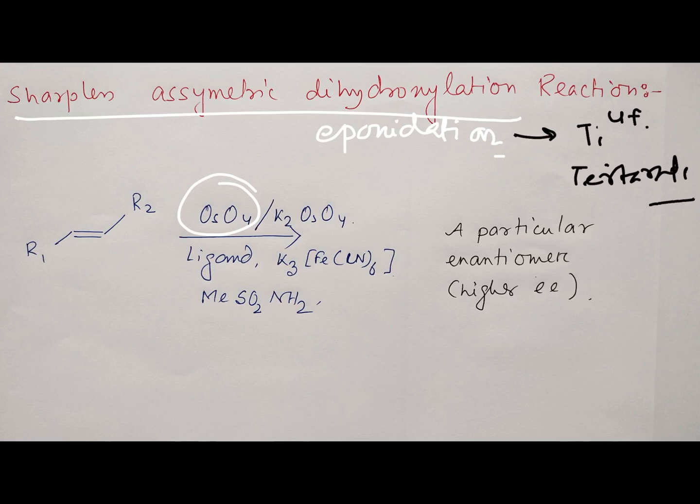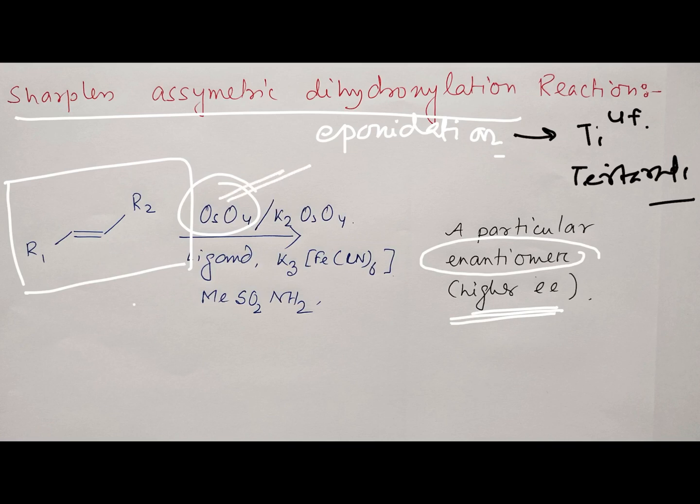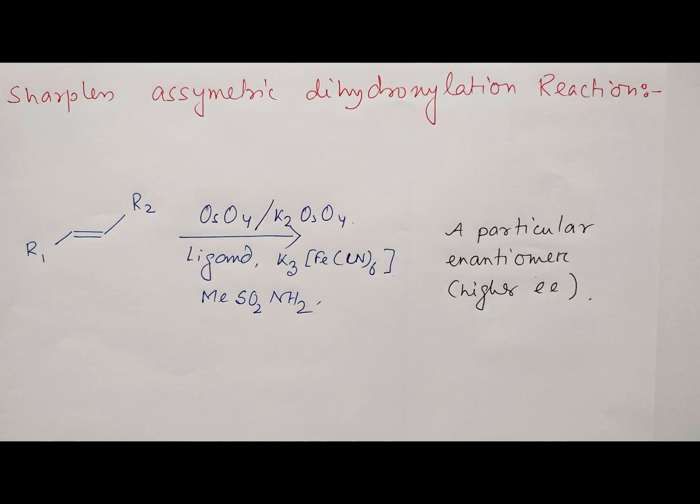A lot of interesting topics will be learned in this lecture, so I request you please watch until the end. The most important point of Sharpless Asymmetric Dihydroxylation is that it results in higher enantiomeric excess. And what is the advantage? Because we know that in asymmetric catalysis, we need to have a particular enantiomer in higher enantiomeric excess, generally greater than 90%. In this reaction, osmium is the catalyst, there is an asymmetric ligand, potassium ferricyanide is the oxidant, and amine is an accelerator for the reaction. So a lot of interesting chemistry we will learn.